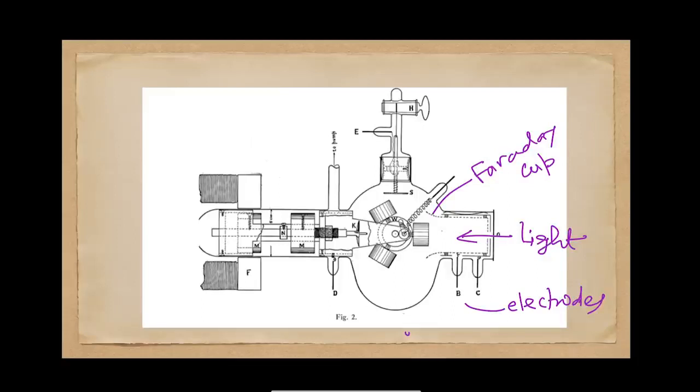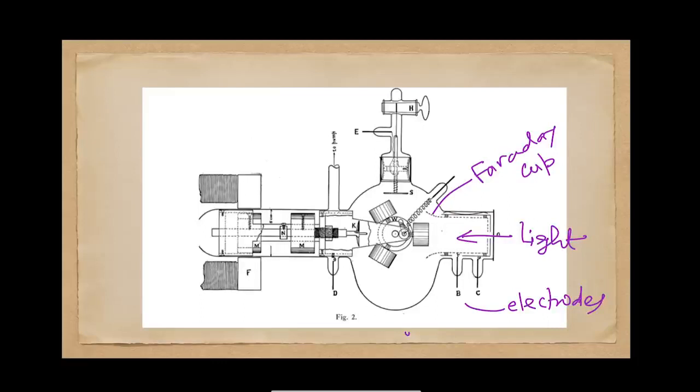The knife is taken back, the wheel is rotated so that it comes in front of the light, and then the light falls on the emitter. And then the electrons which are ejected are collected by this Faraday cup, which is this oxidized copper cylinder, and which is connected to that circuit. The electrodes are there at the bottom, and that is how the whole thing is completed.